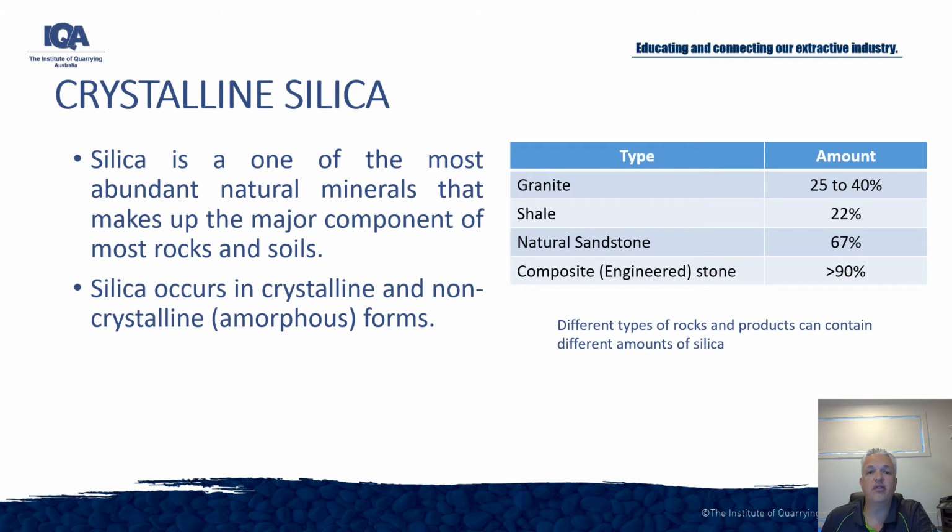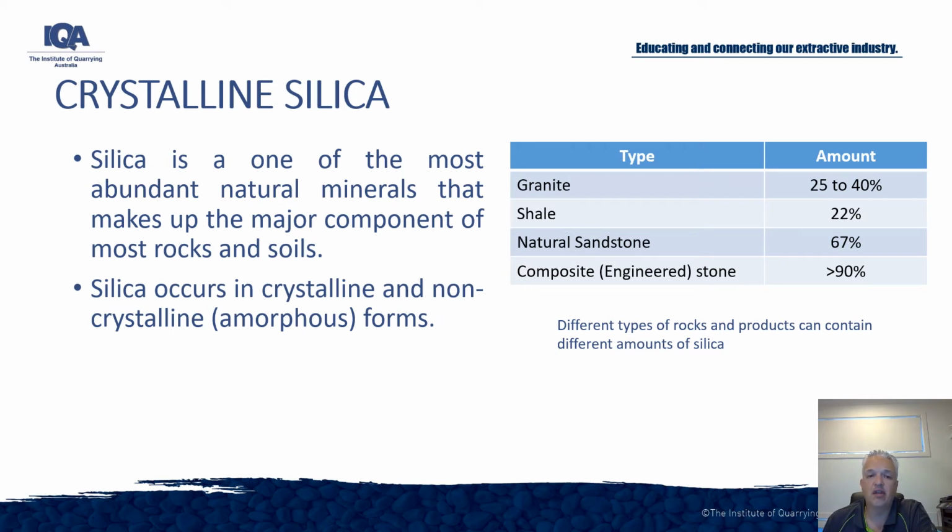Here we're talking about crystalline silica. Just be mindful not to use the term respirable crystalline silica instead of crystalline silica. Crystalline silica is one of the most abundant natural minerals that make up the majority of components of most rocks and soils. When we're talking about respirable crystalline silica, we're talking about the size fraction that's less than 10 micron that you potentially can breathe in. So make sure that you differentiate between crystalline silica and respirable crystalline silica.